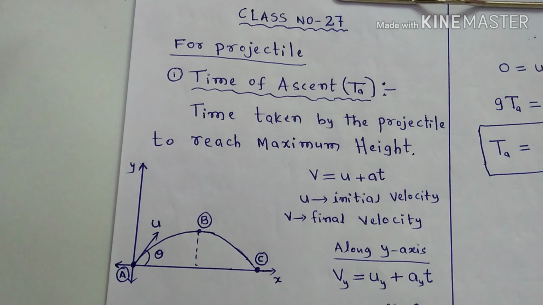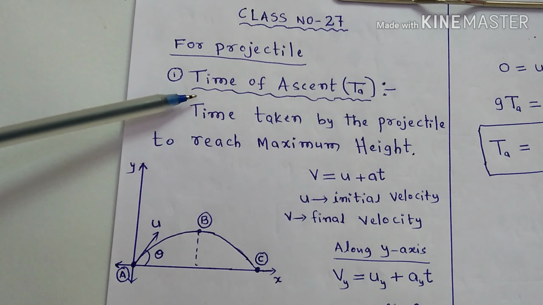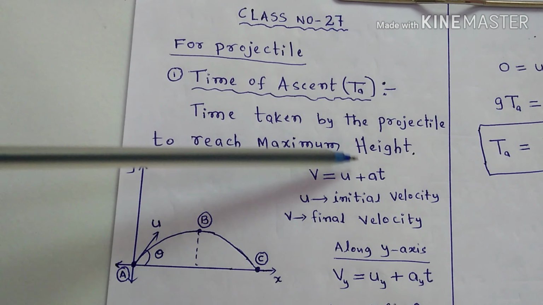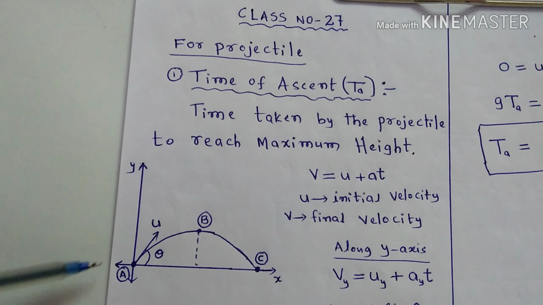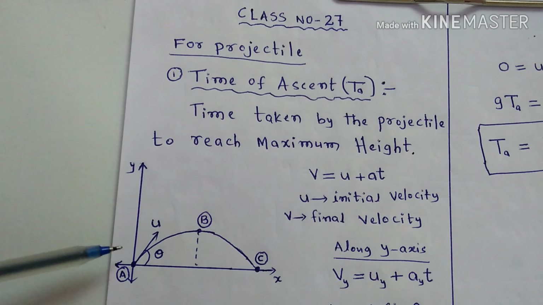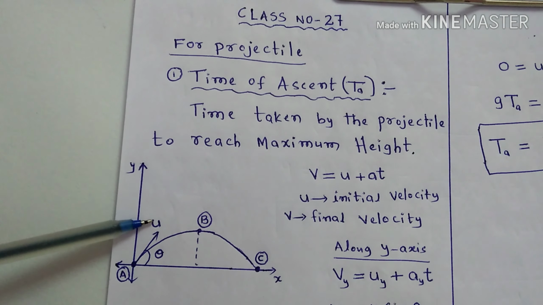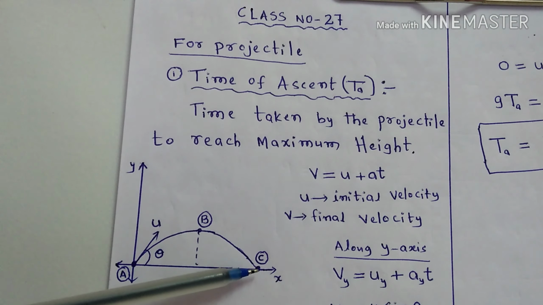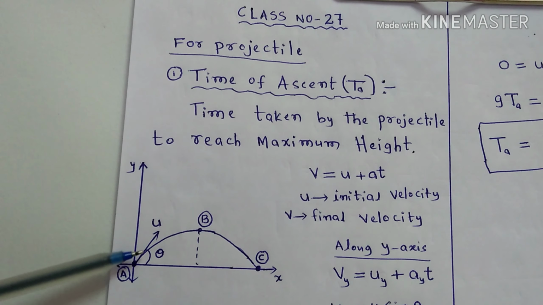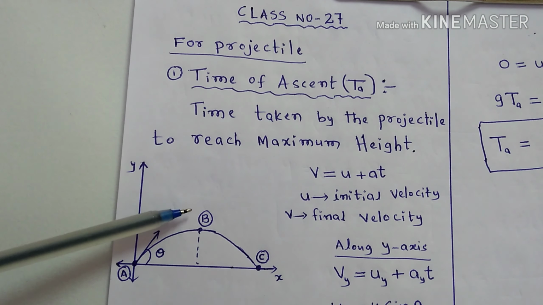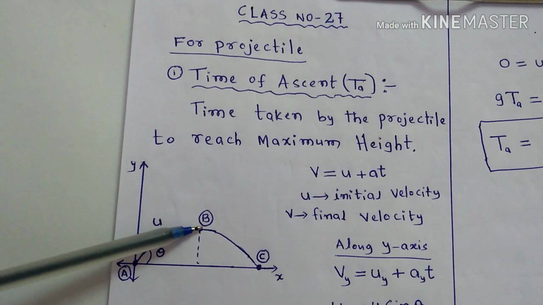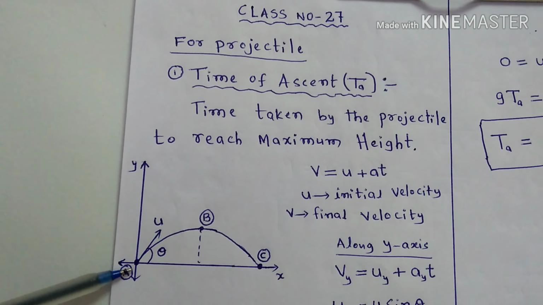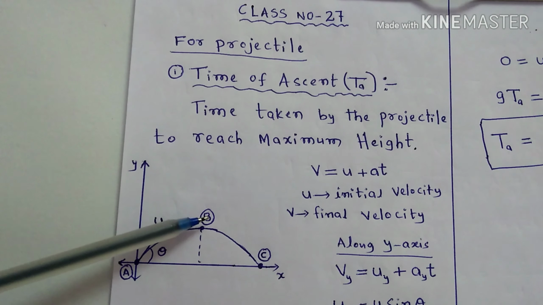Okay students, this is class number 27. For a projectile, time of ascent, TA, is the time taken by the projectile to reach maximum height. You see this graph, x-axis, y-axis. One particle is projected with initial velocity u at angle of projection theta, so it follows this parabola path. As it moves up, the y component of velocity decreases. At maximum height, that is at B, the y component of velocity becomes 0. So for time of ascent we are finding the time to travel from A to B in the figure.